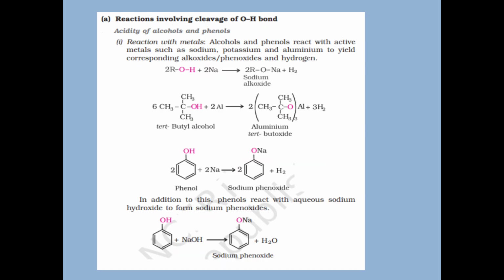Reactions involving the OH bond. The OH bond is actually an active bond, slightly acidic here. It will react with sodium metal to give hydrogen and form a sodium alkoxide. With aluminium it will form aluminium tert-butoxide, or aluminium alkoxide, with the release of hydrogen. This is the proof that the OH group is polar.